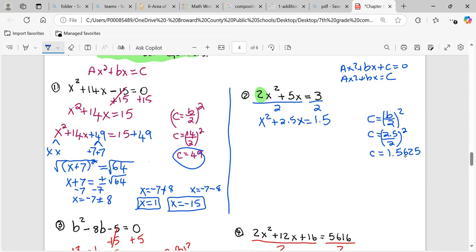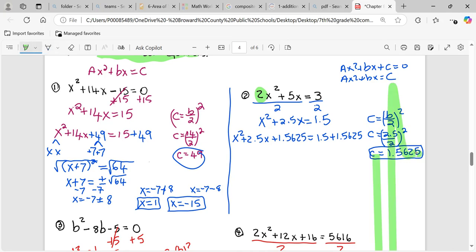Now that I know c, I'm going to take the c and add it in. So x squared plus 2.5x plus 1.5625 is equal to 1.5 plus 1.5625. And remember, this c that you got, that's the c that we're putting in.